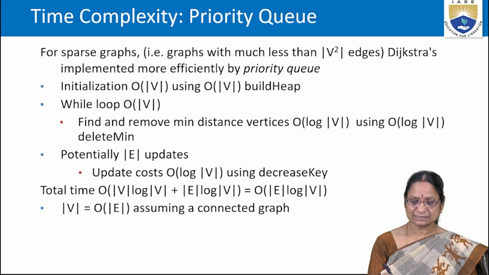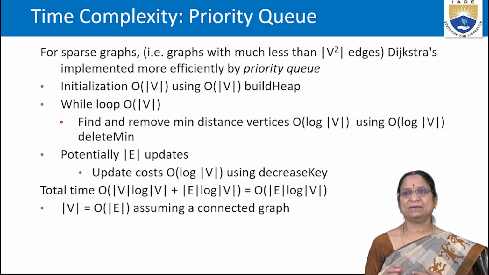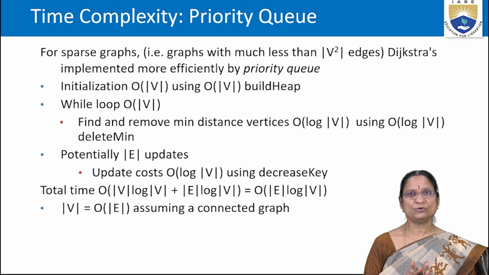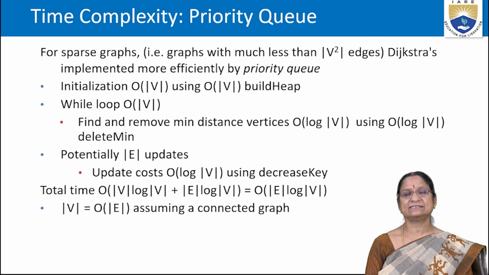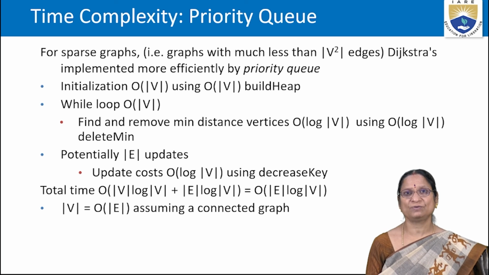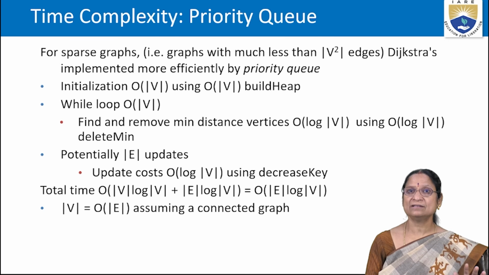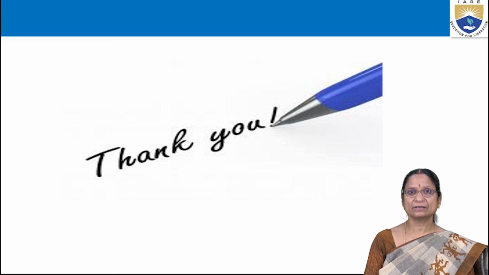Now based upon this, the time complexity can be either big O of n square or big O of e log n, or in other words, where n is the number of vertices, big O of v square or big O of e log v, based upon the representation and how the minimum value is computed.